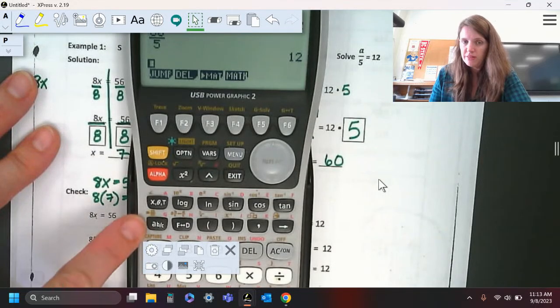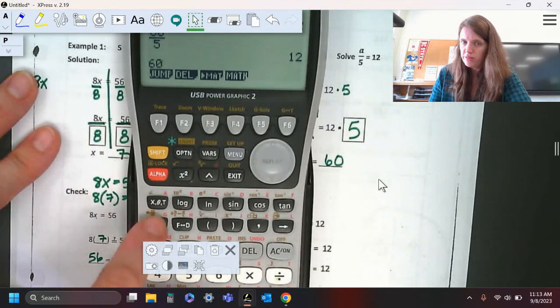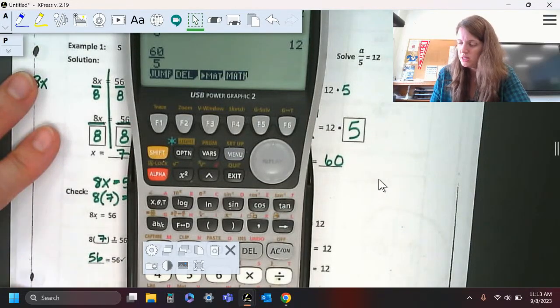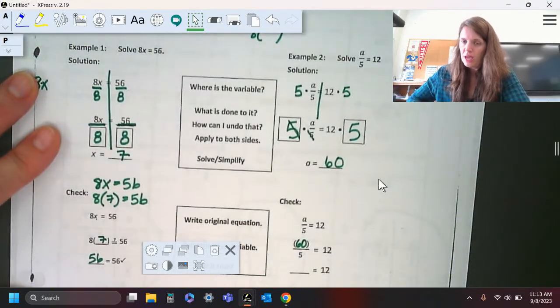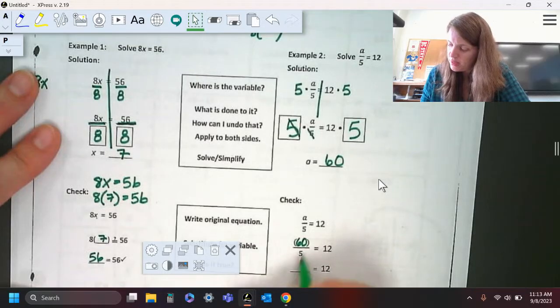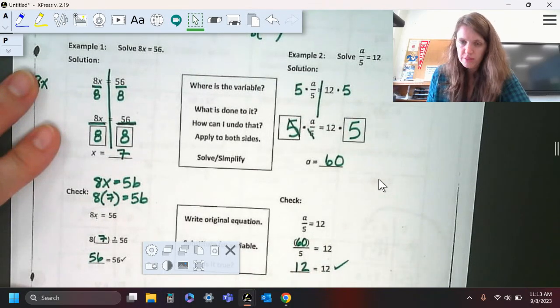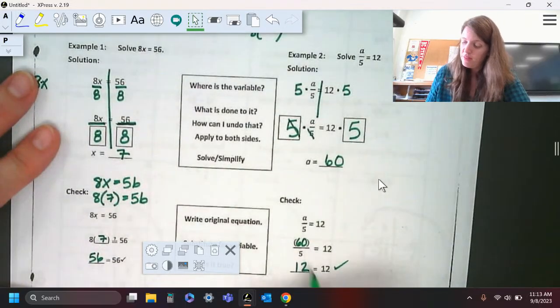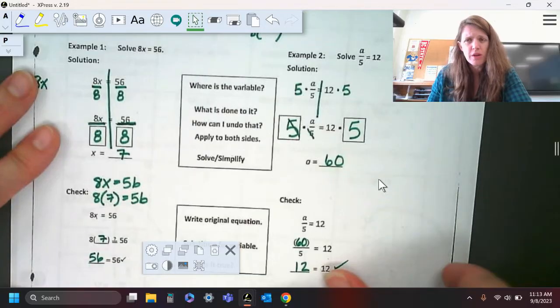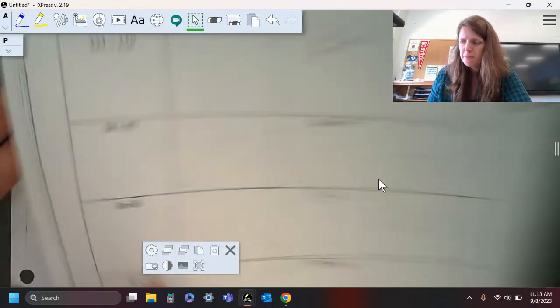Again, the fraction button, if you don't know where it is, it's this A, B over C, right? So you can type 12 and then type that, and you can put the fraction in the calculator. Okay, so 60 divided by 5 equals 12. So does 12 equal 12? Yes, 12 does equal 12. If you get an answer on this side that says 2 equals 12, well, 2 doesn't equal 12, so you must have done something wrong.